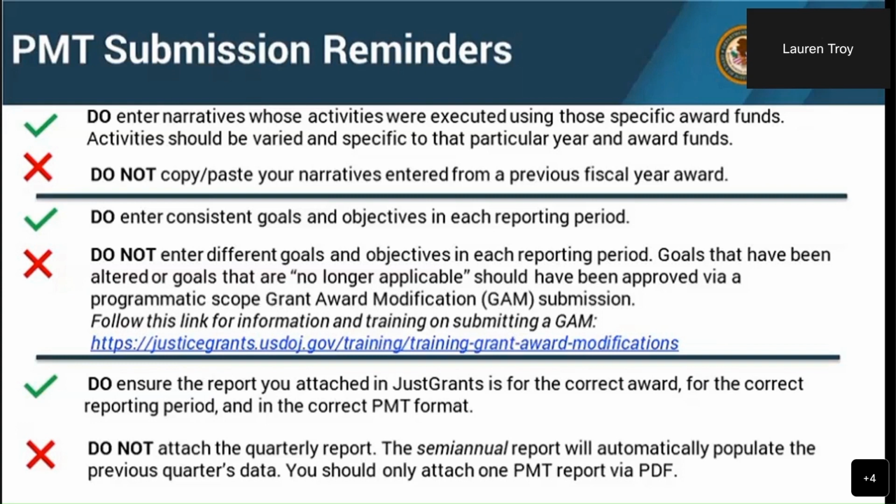Do keep consistent goals and objectives in each reporting period, rather than entering different goals and objectives. Goals that have been altered or goals that are no longer applicable should have been approved via a programmatic scope submission. And if you have any questions on this point, please feel free to reach out to your DOJ grant manager.